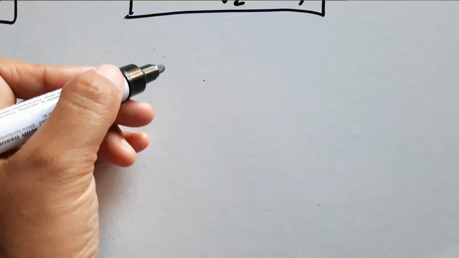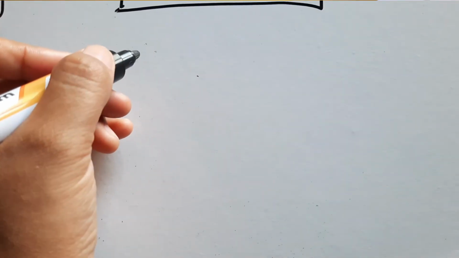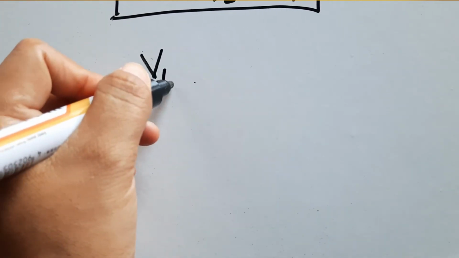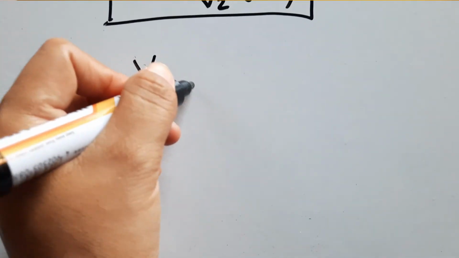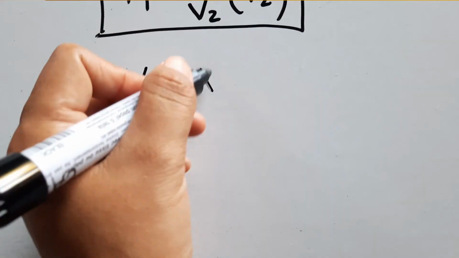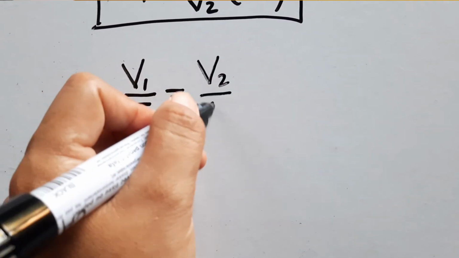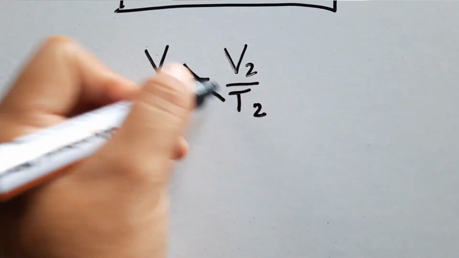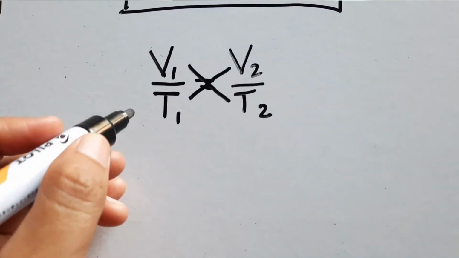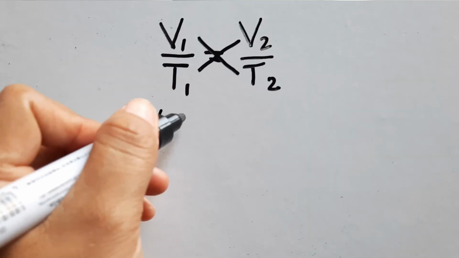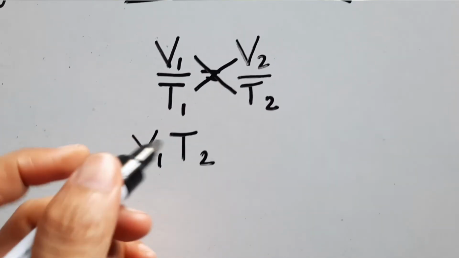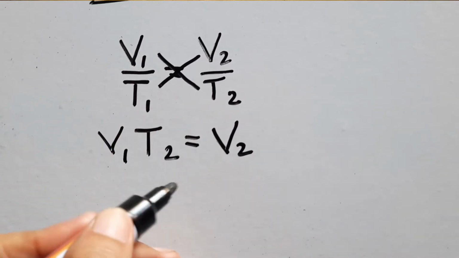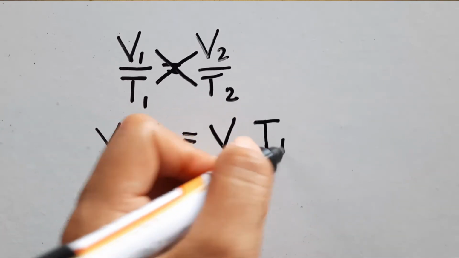This is the actual derivation of the equation on a whiteboard. First, write Charles Law equation. V1 over T1 is equal to V2 over T2. Then, cross multiply. Write the product. V1 times T2 is equal to V2 times T1.